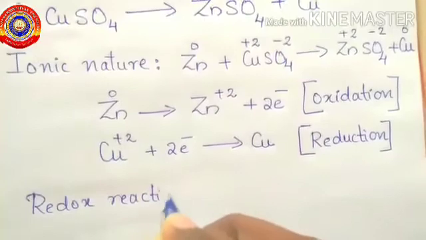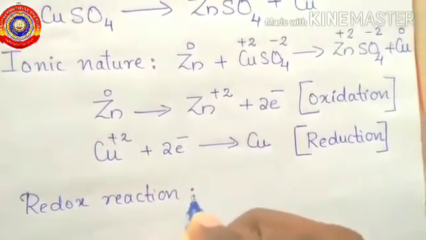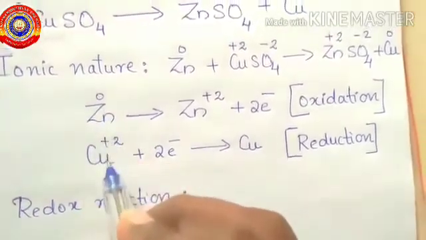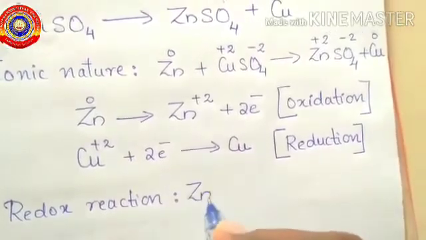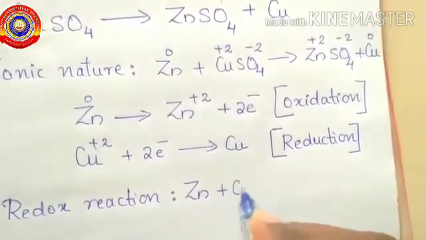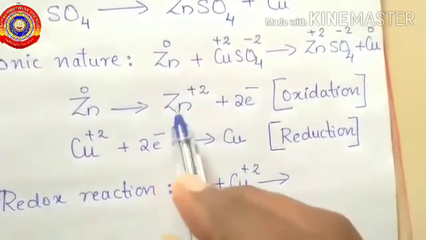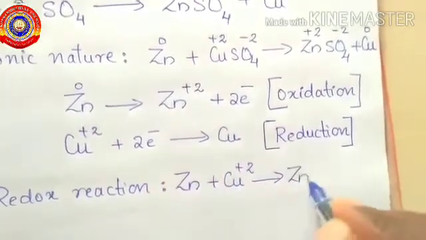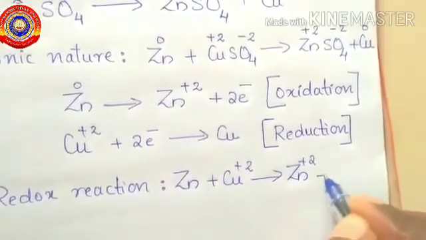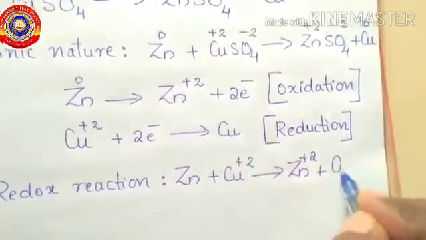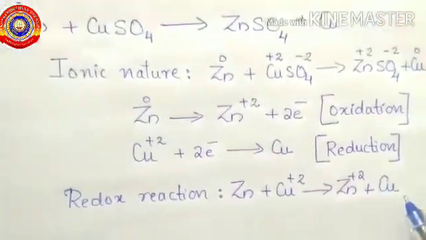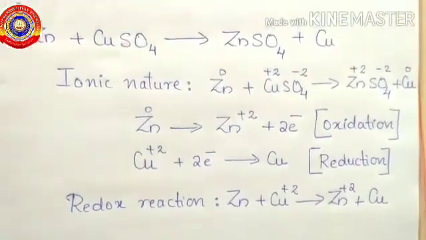Don't you remember the redox reactions that we learnt in the 9th standard? So here, the redox reaction can be written as Zn plus Cu +2 gives Zn +2 plus Cu. While writing a redox reaction, omit the number of electrons donated or accepted by these atoms.